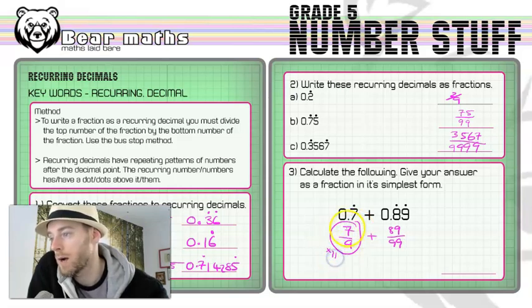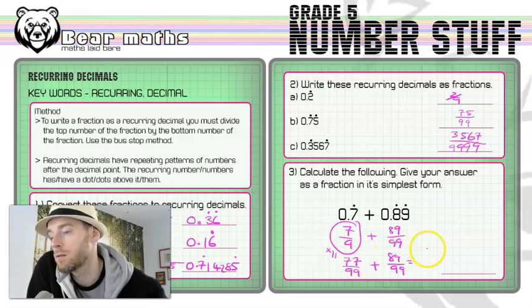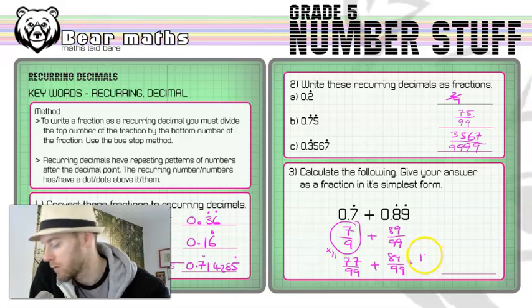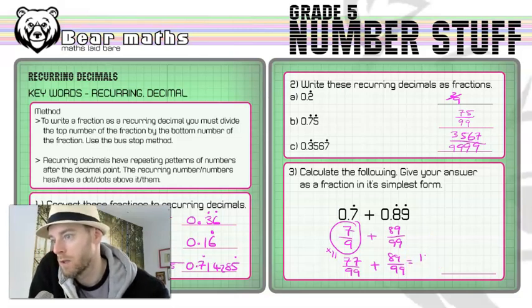So we're going to multiply that one by 11 because it needs the same denominator as this one. That'll be 77 over 99 plus 89 over 99. Now, if you add those two numbers together, you get 166, 9 plus 7 is 16, yeah. 166 over 99.